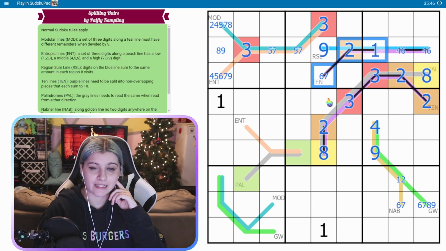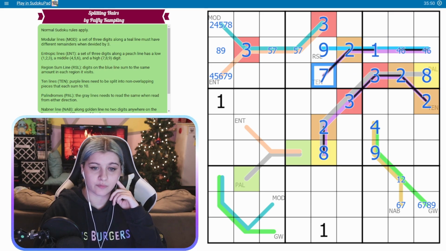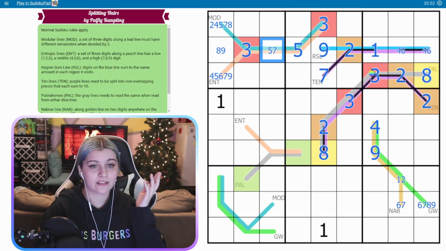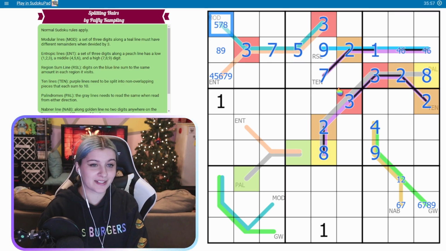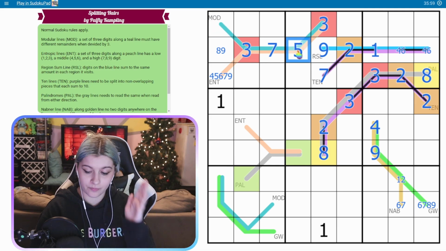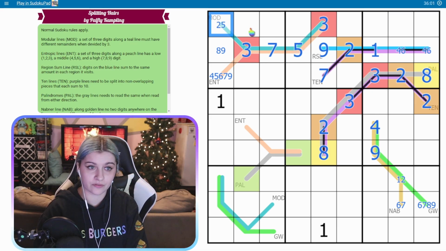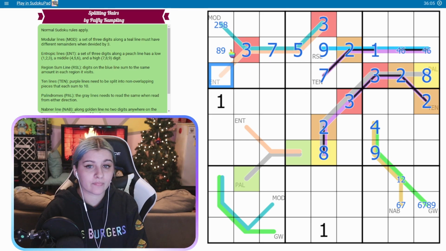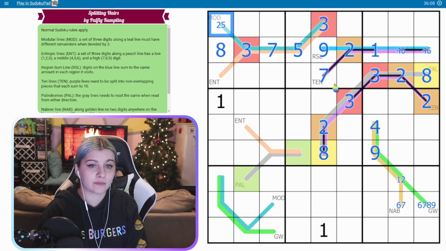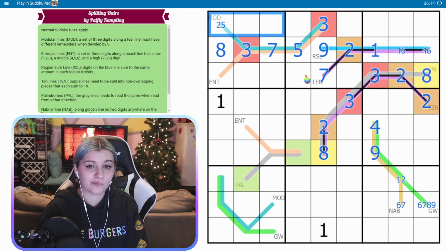If this needs to be 10, this is 1 and 2, so that's 3, so this needs to be a 7. I have more cleanup than I expected. This is a 5 and this is a 7. So, because this is a 5 for the modular line, this is 258, this is 258. This is an 8, so this can't actually be an 8, it's just a 2 or a 5. I do need a 2 up here. I don't know which one yet.